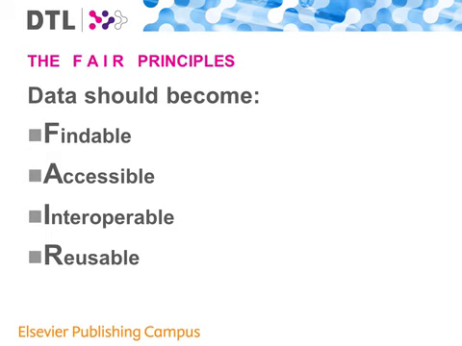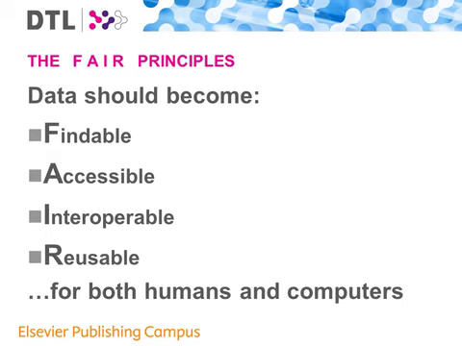All four letters, F, A, I, and R, should apply for both humans and computers. The four follow in succession. Every letter nearly requires the previous ones. And all four apply to all data from the project that is worth keeping, raw data as well as refined. And it includes the computer code and the workflows that have been used too.